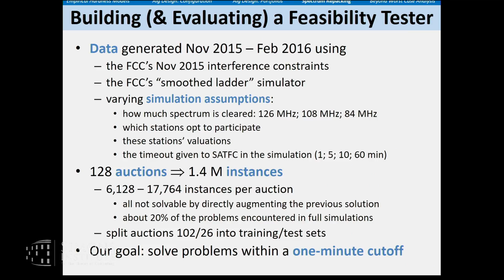Basically, the FCC designed a very complicated auction simulator, which produced many instances from different simulation assumptions and different random runs of the simulator that were kind of realistic problems that might be encountered in an auction. And we don't know everything about the auction, but we know many of the parameters. We know the different clearing targets that could be possible. We know the populations that stations serve, so we know a decent valuation model for the stations.